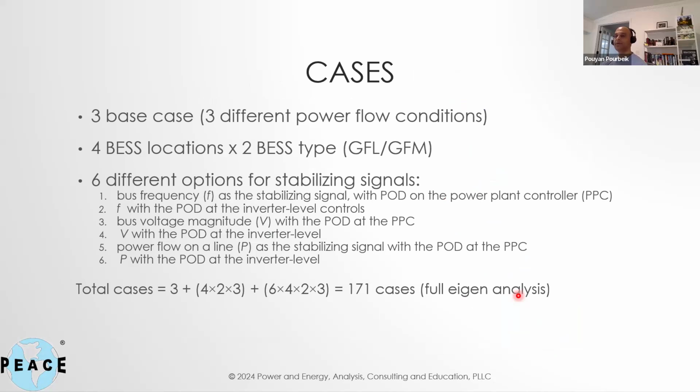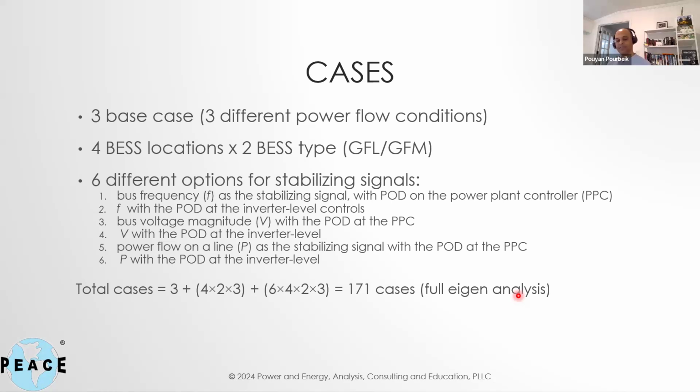So we looked at 3 base cases with different power flow conditions, 4 different BESS locations of 2 different types, and 6 different options for stabilizing signals and controls. That included measuring bus frequency as a stabilizing signal and putting the power oscillation damper at the power plant controller level, or at the inverter level, measuring bus voltage and putting it at the PPC or inverter level, and then measuring tie line flows on major interconnectors, where you get a lot of the power oscillations during inter-area modes, and locating them there, again either at the PPC or at the inverter level.